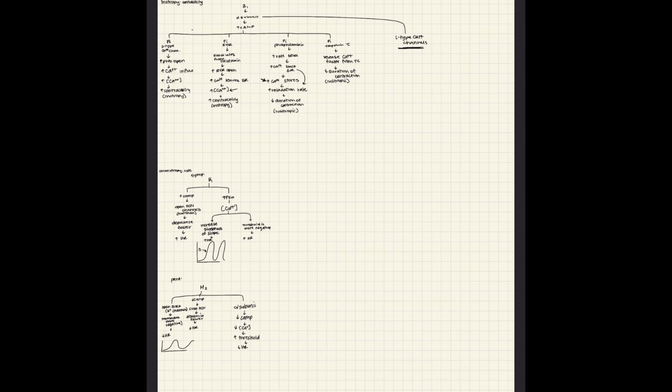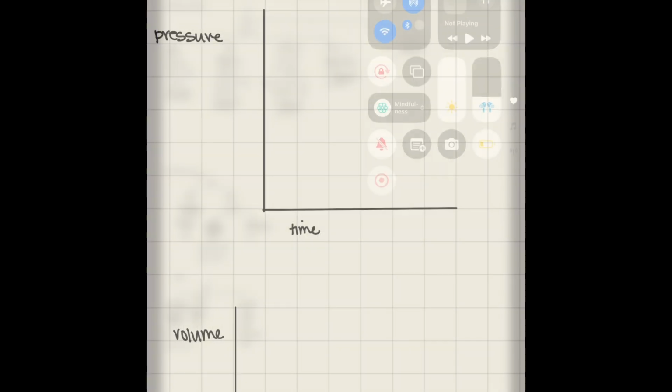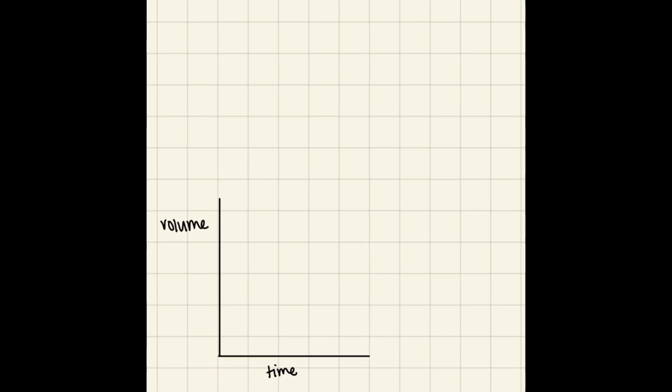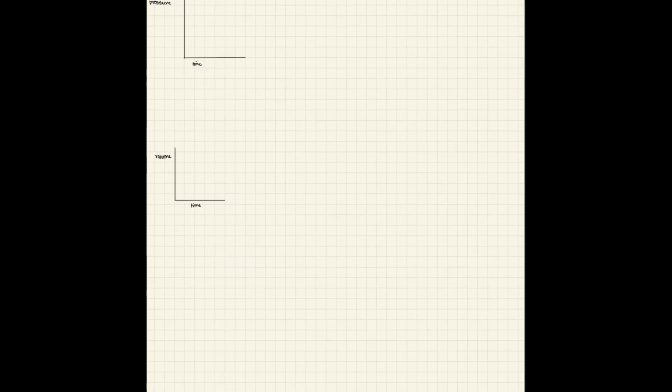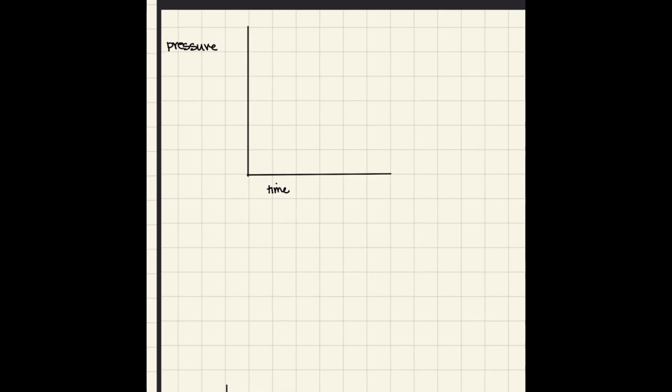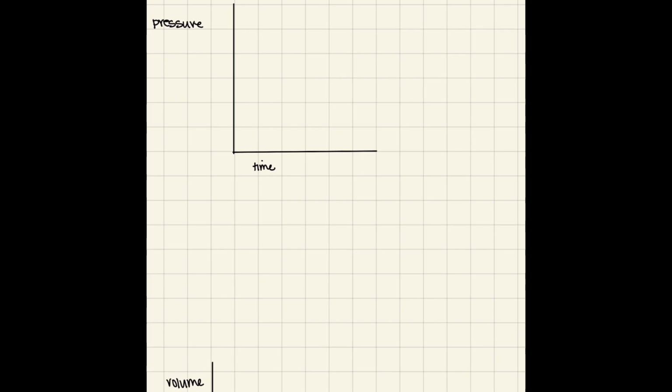Okay. So for the cardiac cycle, we have two graphs that are important. We have a pressure versus time graph and then a volume versus time graph. And you can combine these and make pressure volume graphs, but I'm going to do it separate just because it's a little bit easier to see the different variables.